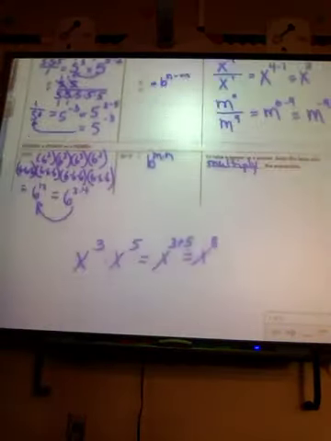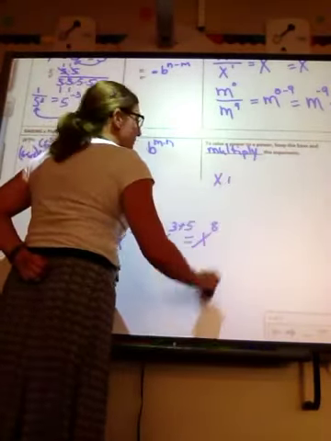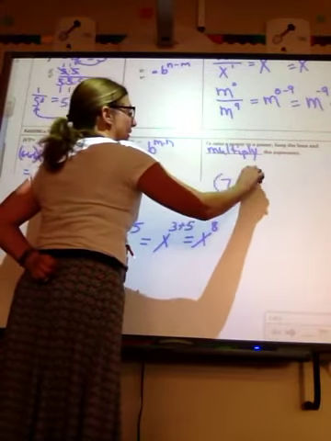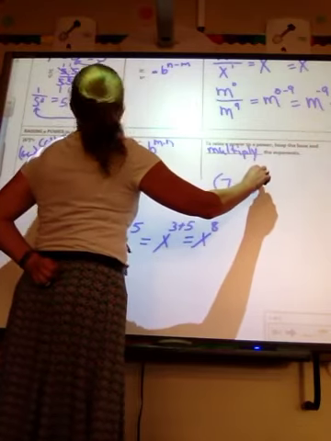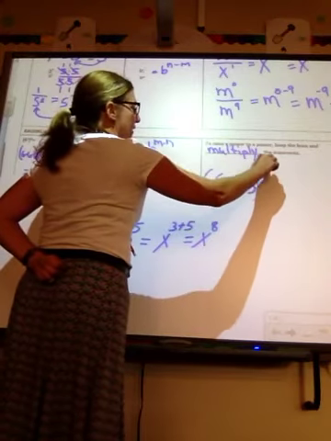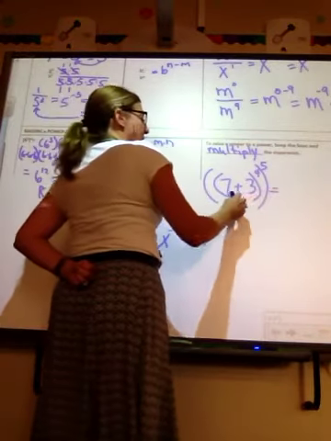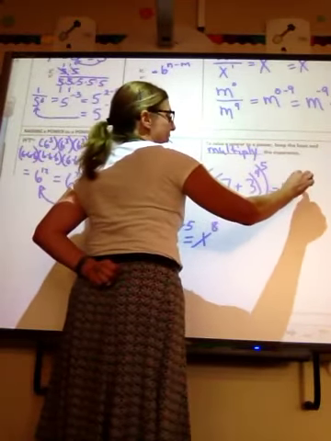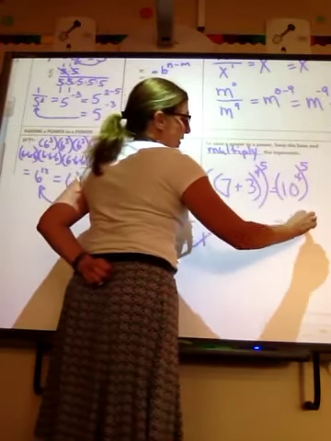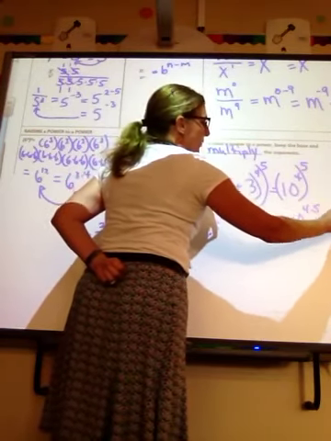All right, so if I look at this last one, let's say I'm going to do 7 plus 3 to the 4th power, and then I'm going to raise that to the 5th power. So first of all, inside the parentheses, I'm going to do 7 plus 3, so that's 10 to the 4th power, and then I'm going to take it to the 5th power. So that's going to be 10 to the 4 times 5, which is 10 to the 20th power.